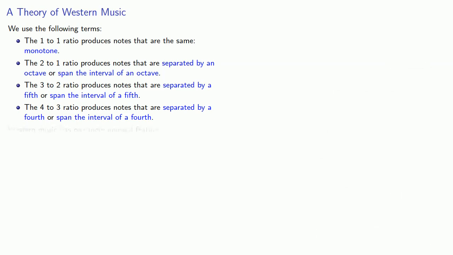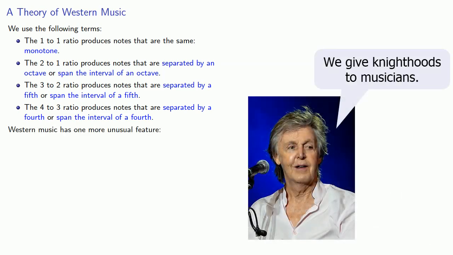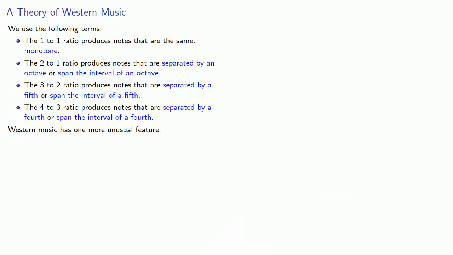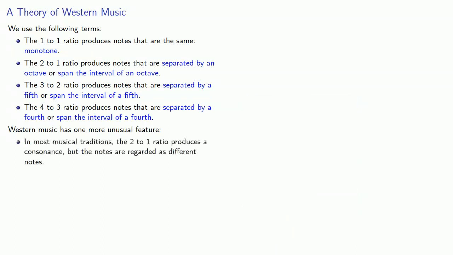However, Western musical tradition has one more unusual feature. Again, in most musical traditions, the 2-to-1 ratio produces a consonant interval, but the notes are regarded as different notes. The unusual feature about the Western musical tradition is that we regard the two notes as equivalent notes. This is a feature known as octave equivalence. So while we recognize they are different notes, we view the higher note as a higher pitched version of the same note.